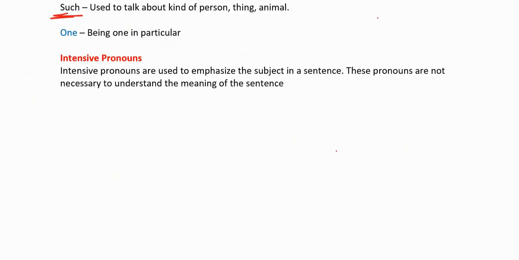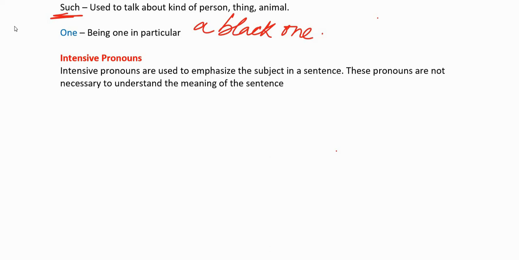One is used to talk about a particular thing in a group of things. Let us assume that you go to a store and you ask the shopkeeper to give you a pen. Now he asks you which one. There are 10 kinds of pens. Which one do you want? Point at the black pen and say, I don't want these. I want that black one.